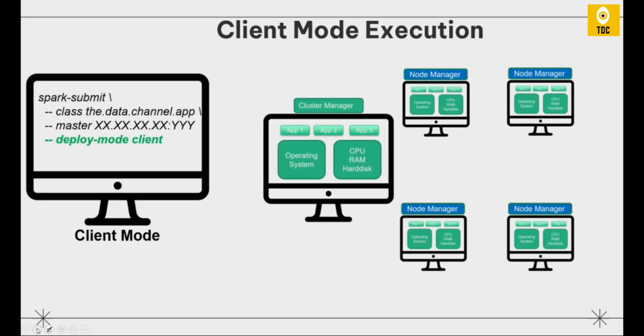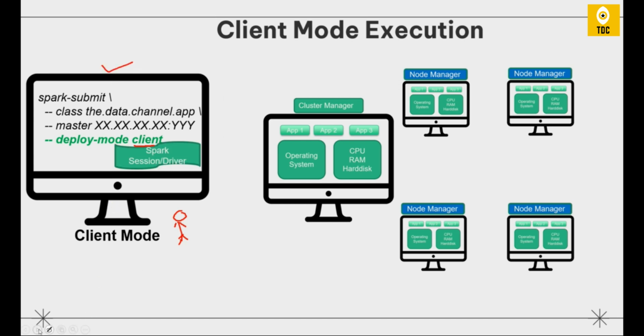So first, let's discuss the client mode. Client mode execution works like this: as you can see, you have to specify explicitly that the deploy mode is client. That means you are a client here, right? So executing here as a user, you submit a job. So as a user, you submit a job. What happens? This is a client, your laptop or your machine.